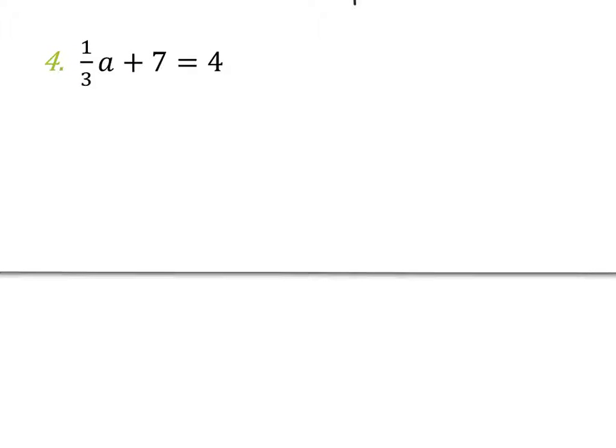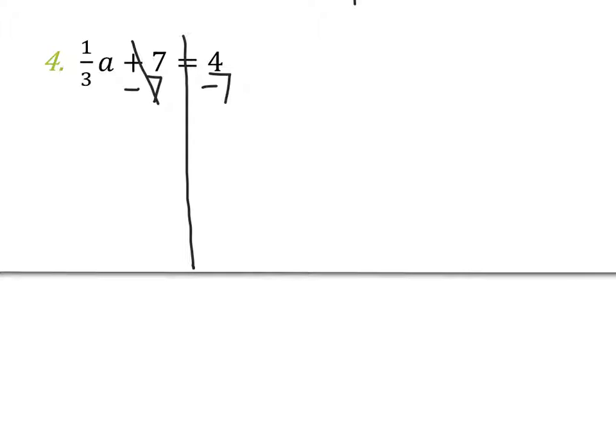In problem number 4, we have 1/3 a plus 7 equals 4. I'm going to draw that same line like I did in that last problem to help us get a visual of when we are moving things across the line and needing to do that inverse operation. To get the a by itself, I'm going to get rid of this add 7 first, so I need to do the inverse operation, minusing 7.